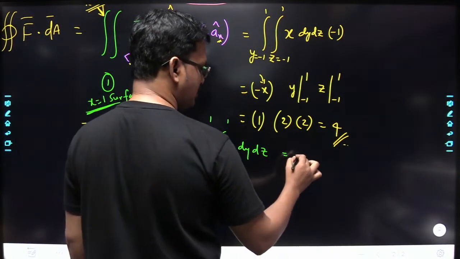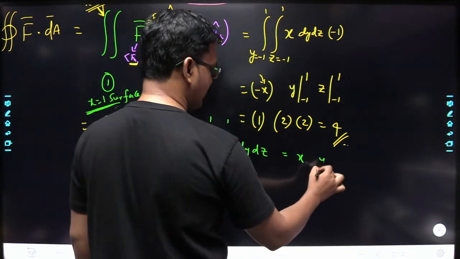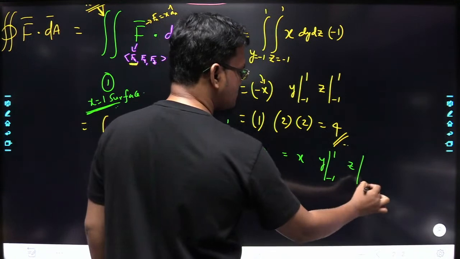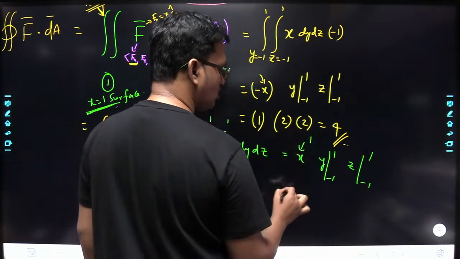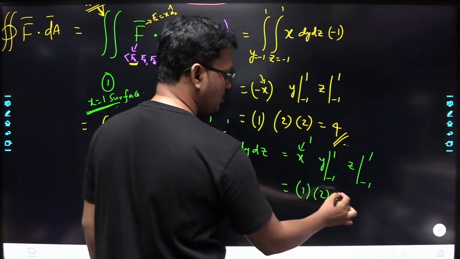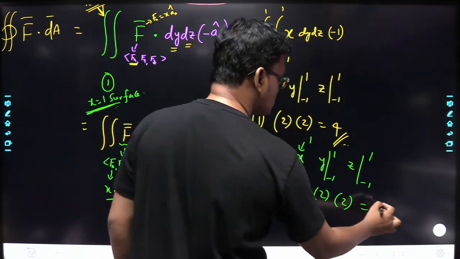So you are going to get x. The integral of dy is y, the integral of dz is z, with ranges from -1 to 1 and -1 to 1, and the x value is equal to 1. So here you get 1, here you get 2, and here you get 2. So this is equal to 4.